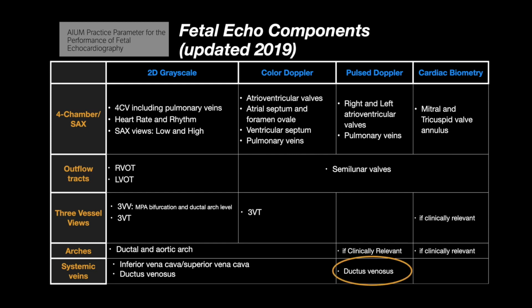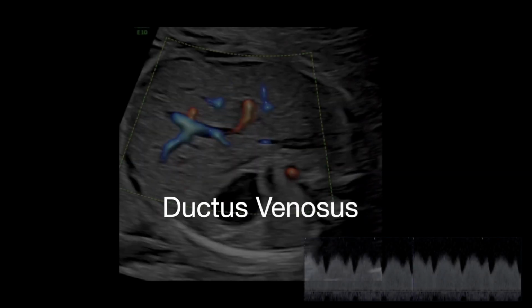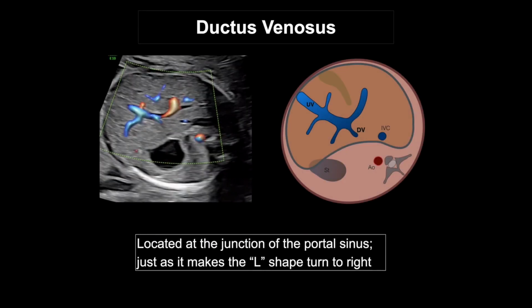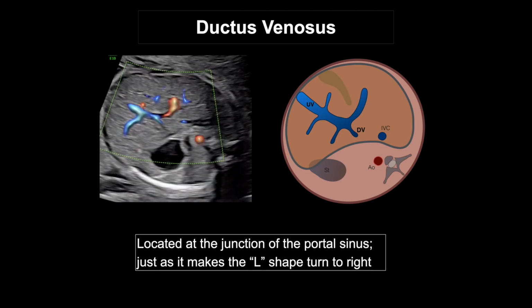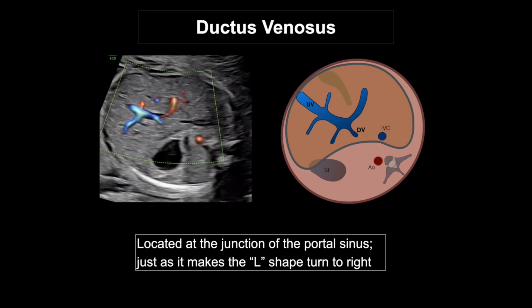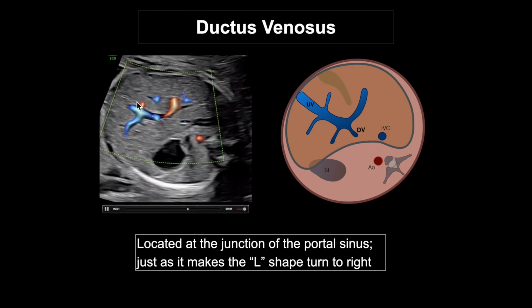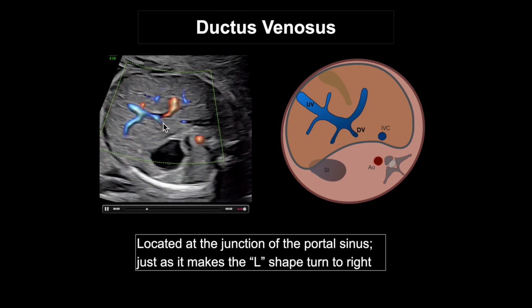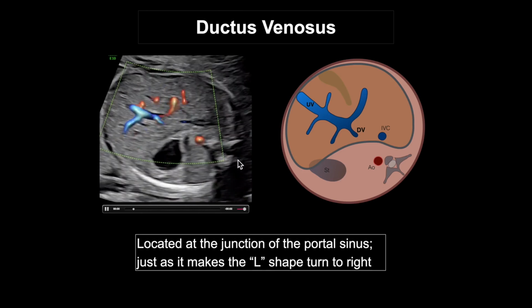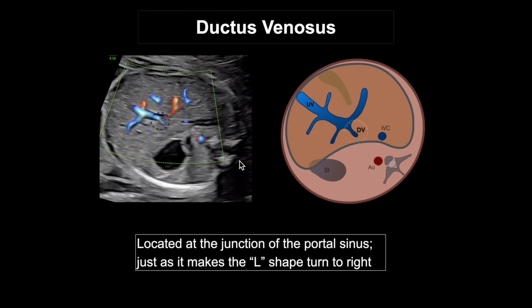So the start of my talk, I'm going to talk about evaluation of the ductus venosus. So I think the first thing to talk about with the ductus venosus is finding it. I think when people first start imaging the ductus, you need a really good technique to look for the ductus. And the best technique is really knowing its anatomic location. So it's located at the junction of the portal sinus just as it makes this L-shaped turn to the right. So pretty much at the level of your abdominal circumference, you're going to see the vein turning towards the right. Your ductus venosus is going to be originating at that point from the portal sinus and going straight back towards the spine. So this is where we'll see it.